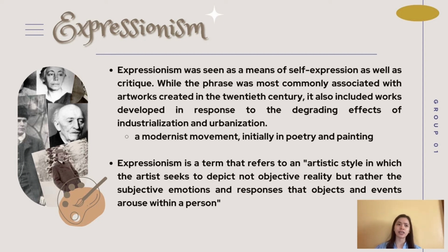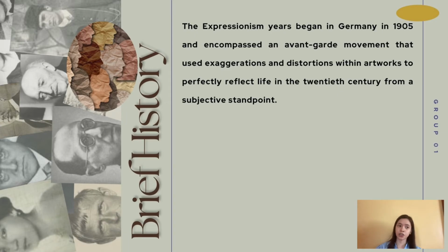So where and when did Expressionism start? The Expressionist years began in Germany in 1905 and encompassed an avant-garde movement that used exaggerations and distortions within artworks to perfectly reflect life in the 20th century from a subjective standpoint.